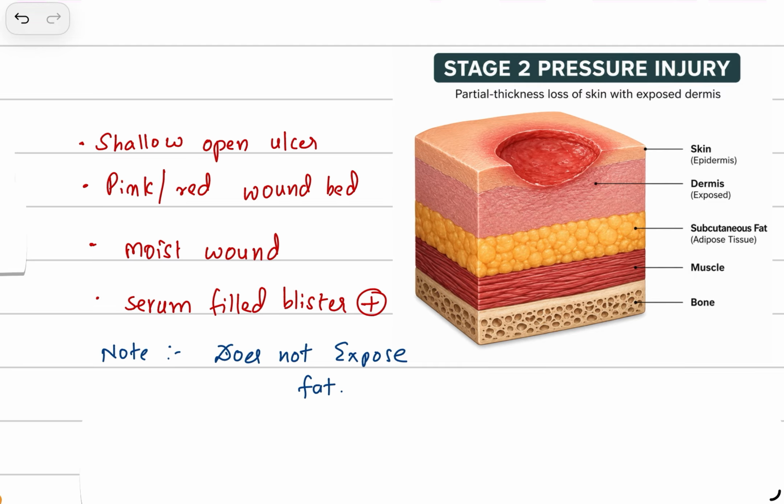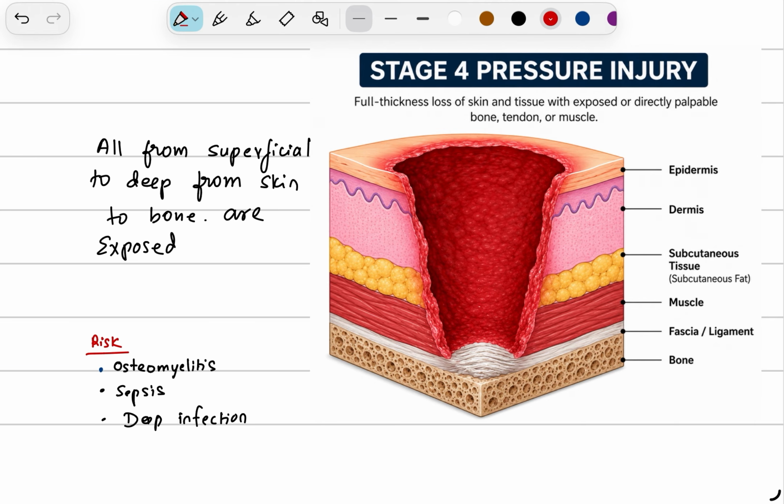What we can say for this? Stage 3. Now coming to stage 4. Here you can see that all the superficial to deeper structures are sloughed out, and the only parts visible are ligament, bone or tendon. If these are visible, then we can call it a stage 4 ulcer.